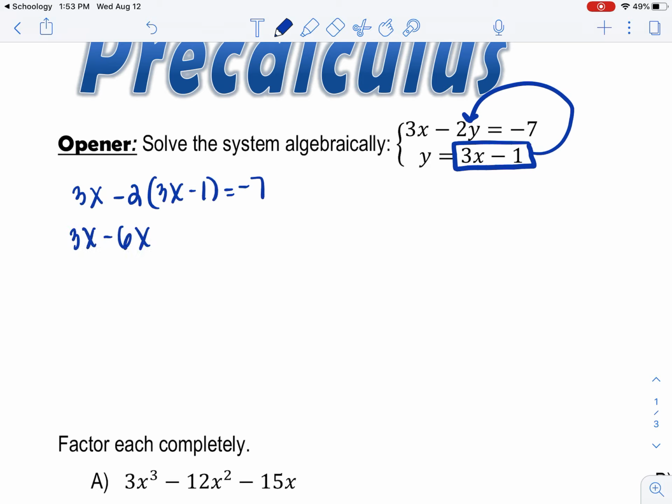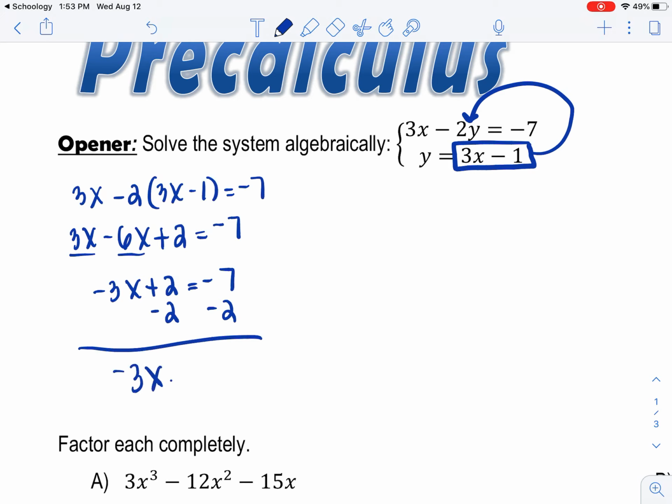Distribute your negative 2, that's negative 6x. Distribute your negative 2, that's plus 2 equals negative 7. Combine like terms, that's negative 3x plus 2 equals negative 7. Subtract 2, negative 3x equals negative 9. X equals 3. Now I need to solve for y.